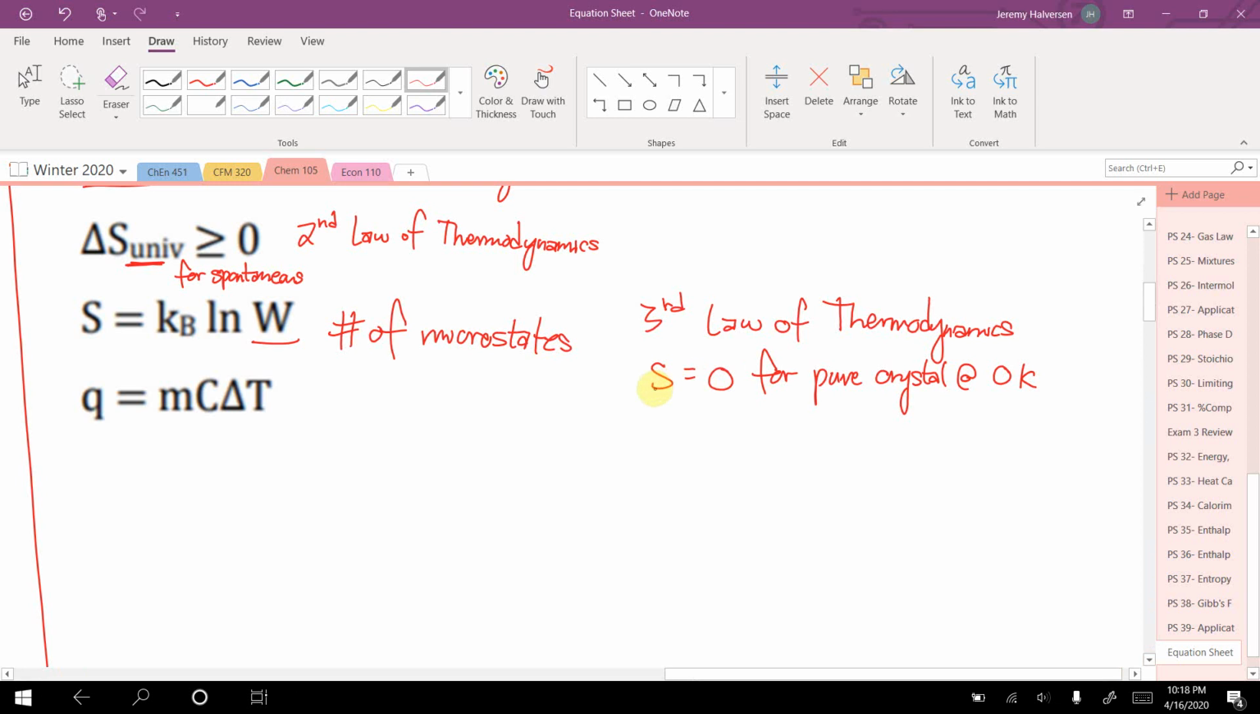The reason entropy is 0 for that is because a pure crystal at 0 Kelvin only has one way to be arranged. Right? There's no disorder in it at all. It's exactly the way it should be. And so because of that, the number of microstates is 1, and ln of 1 equals 0. And that's why we get an entropy of 0. Okay, so that would be important to understand from this equation, even though you'll never do math with this equation.